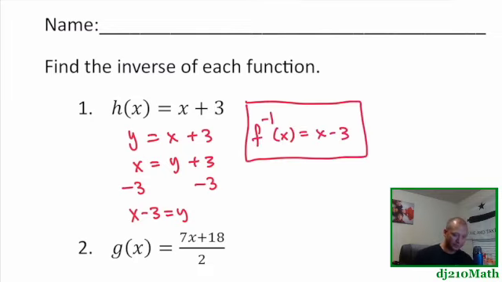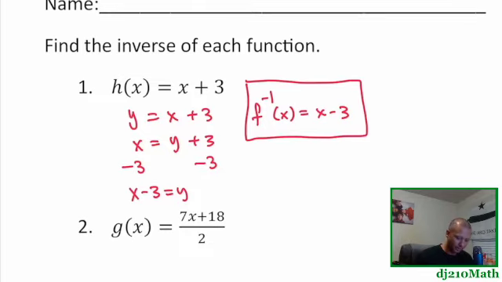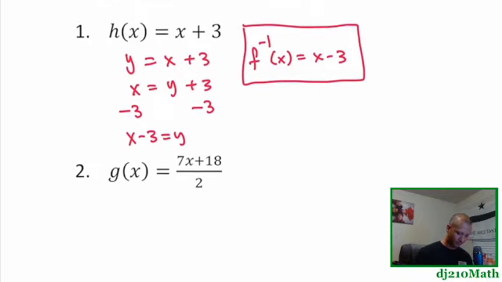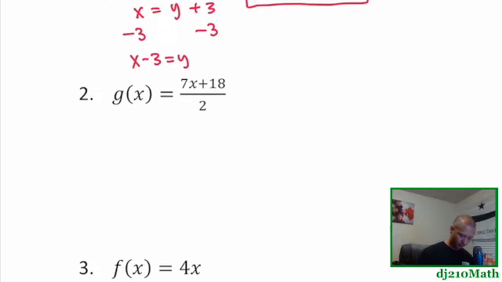So the process is pretty straightforward. It's very mechanical. First do this, then do this, then do this, then do this. So y is equal to (7x plus 18) over 2. We're going to swap x and y.